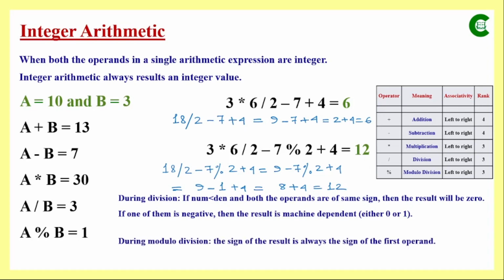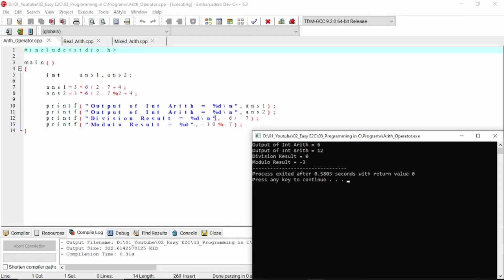And in case of modulo division, the sign of the result is always the sign of the first operand. So this is also an important point that we need to remember. In this line, we are printing the result of a division where the numerator is less than denominator. The result is showing 0. And in the last line, we are performing modulo division and both the operands are negative. And since the first operand is negative, the result of that modulo division is also coming as negative, that is -3.